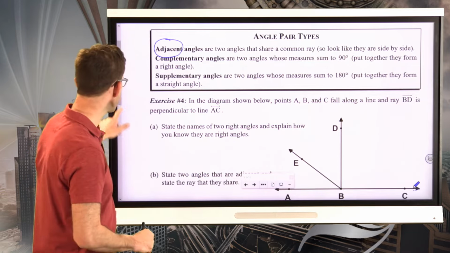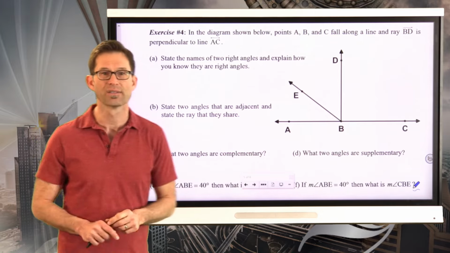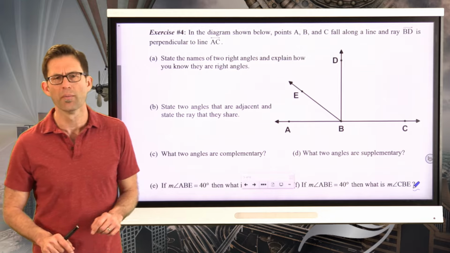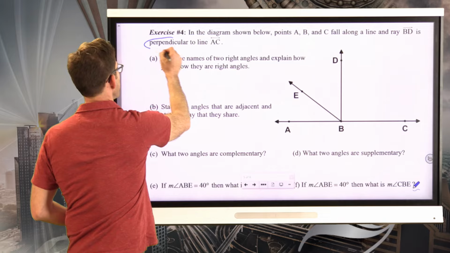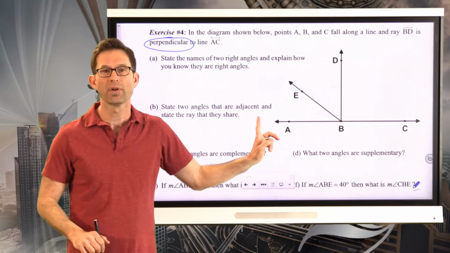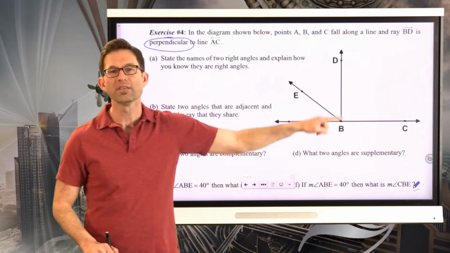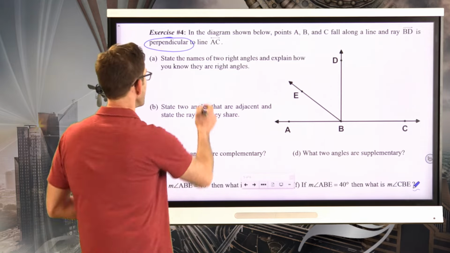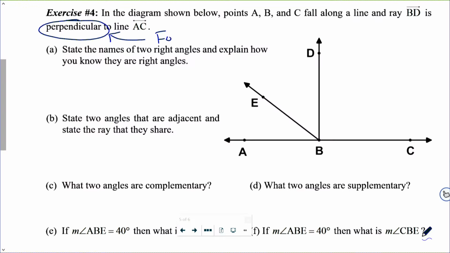All right, so let's take a look at exercise number 4. In the diagram shown below, points A, B, and C fall along a line, and ray BD is perpendicular to line AC. Let's pop out just for a moment and talk about something, right? We saw this term just one other time today, perpendicular. BD is perpendicular to line AC. That means BD and AC form right angles. They form 90-degree angles. All right, let me just maybe even write this on your sheet. Form 90-degree angles. Very important.